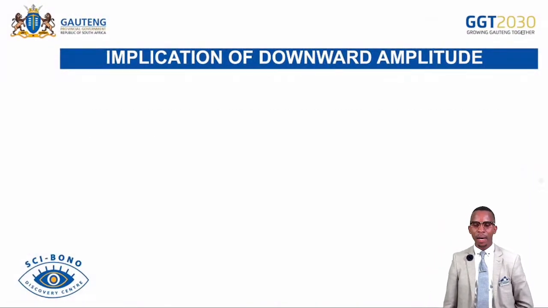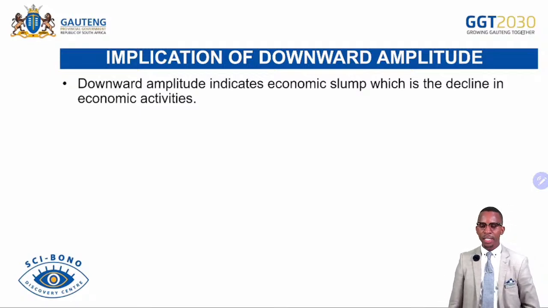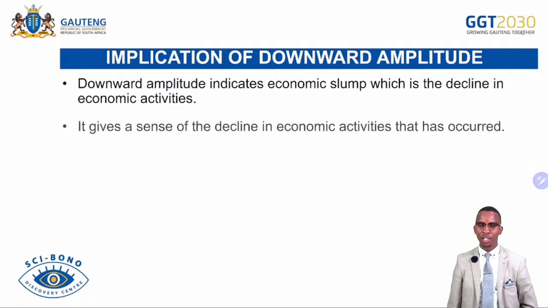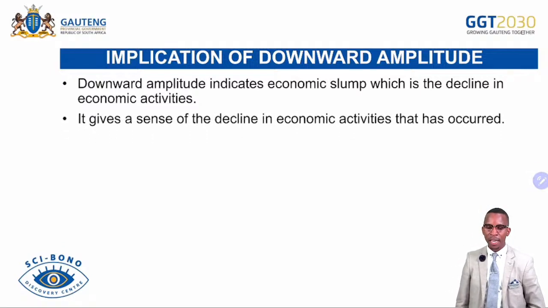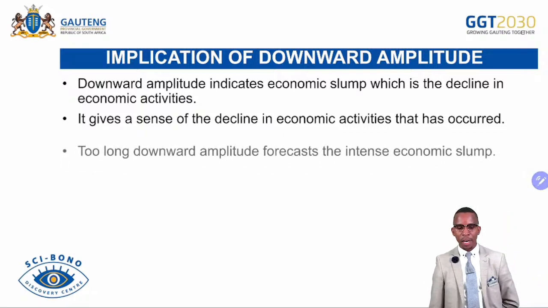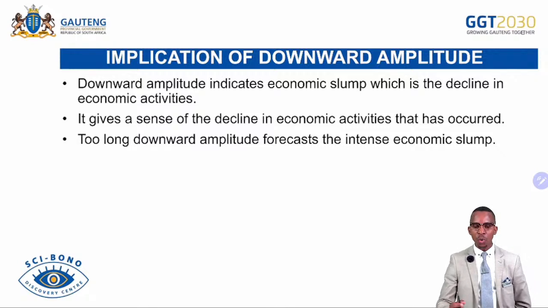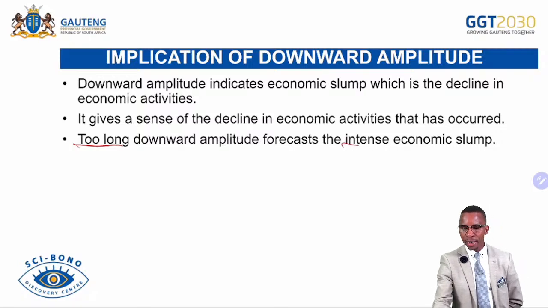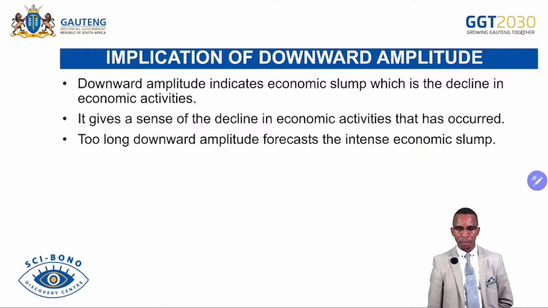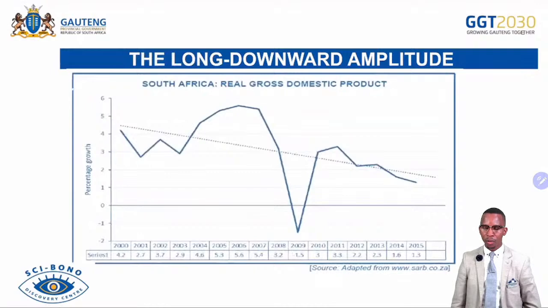So what is implied by the long downward amplitude? Downward amplitude indicates economic slump, which is the decline in economic activities. It is not preferred because variables are declining. It gives a sense of the decline in economic activities that has occurred. And then a too long downward amplitude shows the intensity of the economic slump. If ever they go down for too long, there will be an intense economic slump. They indicate that the economy is declining drastically. Long downward amplitude, there you go.